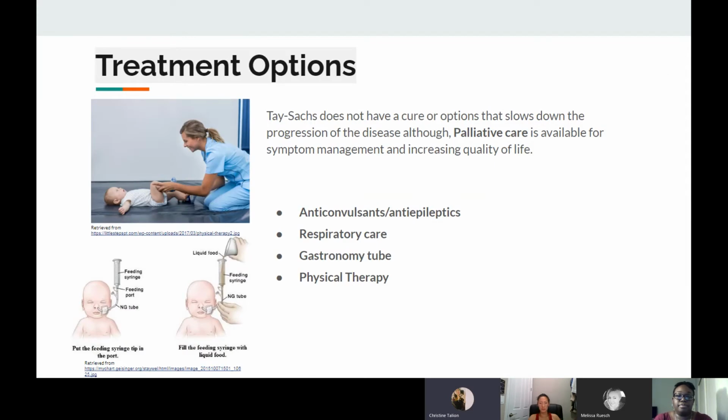So for treatment options, right now, Tay-Sachs does not have a cure. We only have palliative care, which is basically making the patient as comfortable as possible. We have anti-epileptics and anticonvulsants for seizures. We have respiratory care to remove excess mucus in the lungs. We can put an NG tube for patients that have a hard time swallowing, and physical therapy to prevent or slow down muscle atrophy. Next.